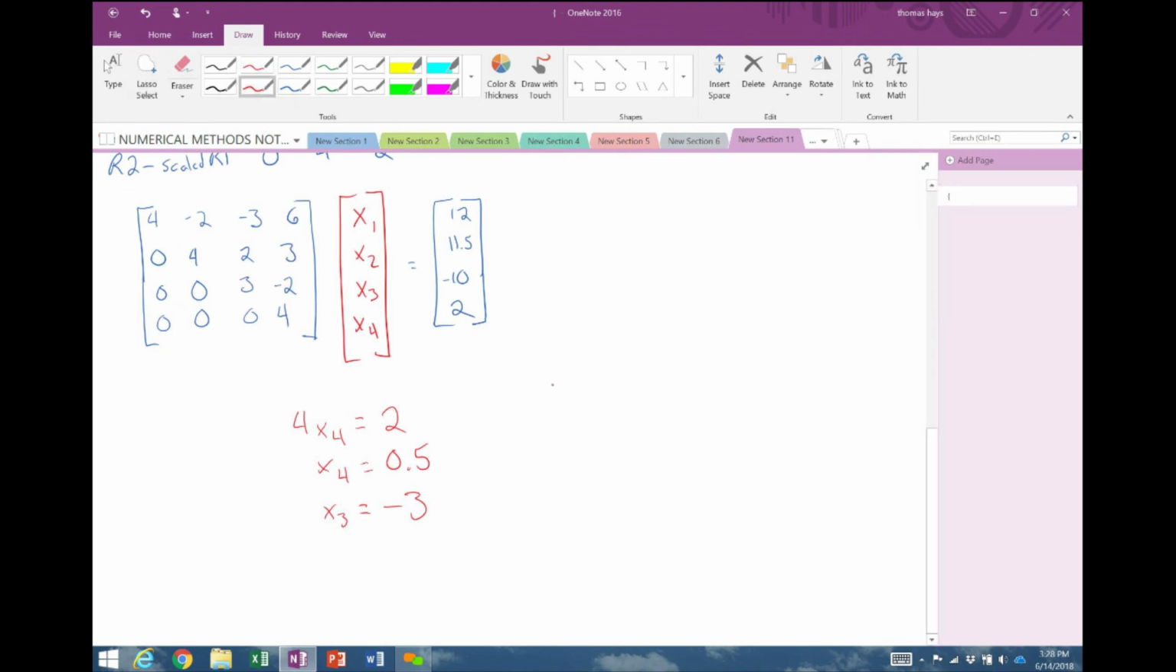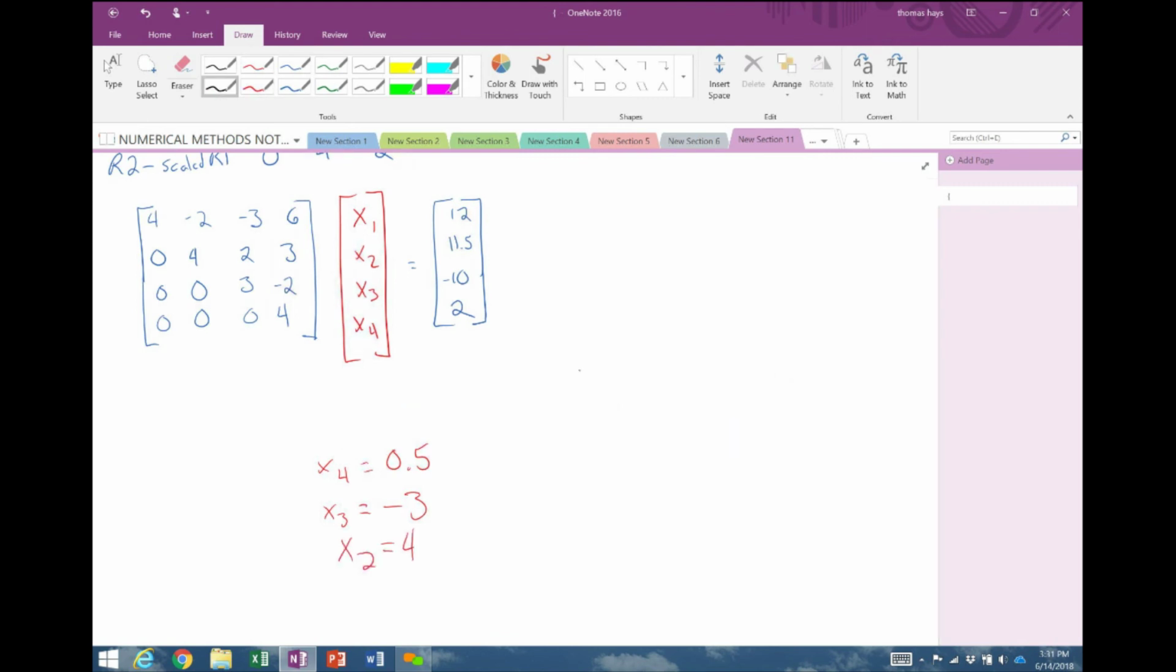Let's keep going. Second row, 4 times x2 plus 2 times x3, which we already know. 2 times x3 would actually be a negative 6. Go ahead and do the math in advance. And then here we are, the third coefficient, 3 times x4. So 3 times 0.5 would be 1.5 plus 1.5 equals 11.5. So subtract off the 1.5, takes you down to 10. Adding in a 6 takes you up to 16. Dividing by 4 means that x2 equals 4.